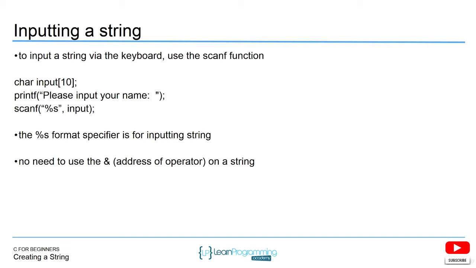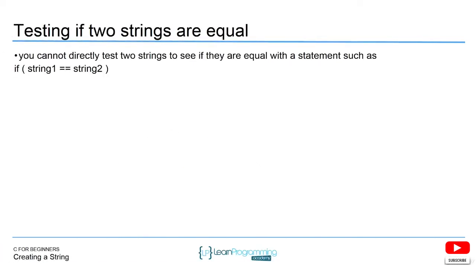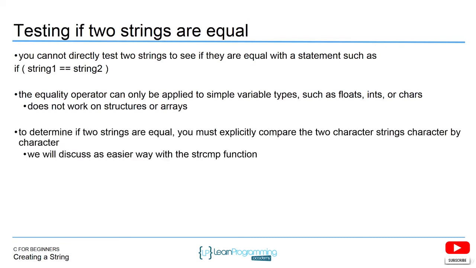How about testing if two strings are equal? Well, up until this point, we have tested all variables to see if they're equal. We just use equals equals, right? But with strings, this is not going to work. Remember we said that strings are character arrays, so you can't use operators on them. The equality operator can only be applied to ints and doubles, or floats, or characters. It does not work on structures or arrays. You can't compare two arrays. So it's not going to work with strings.